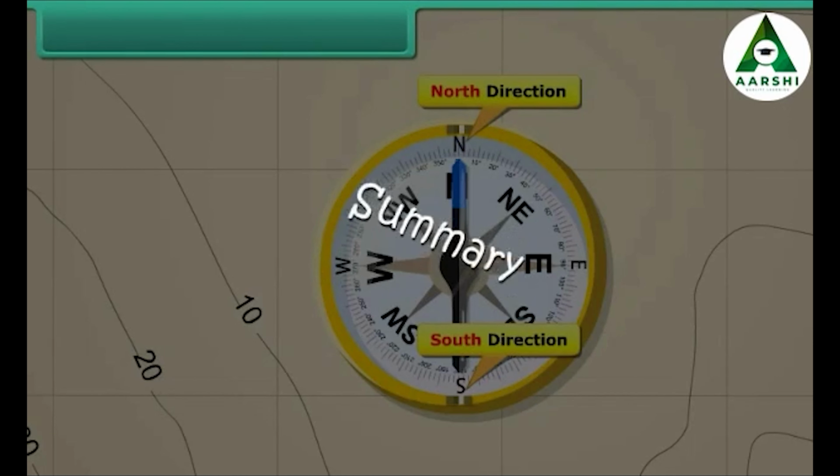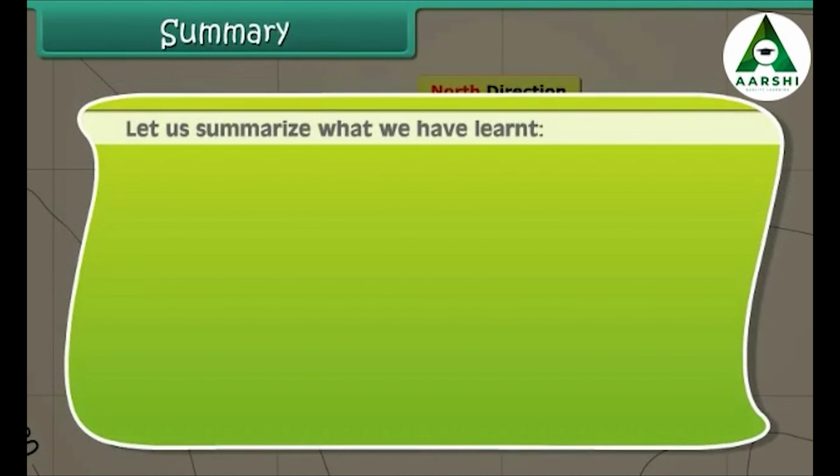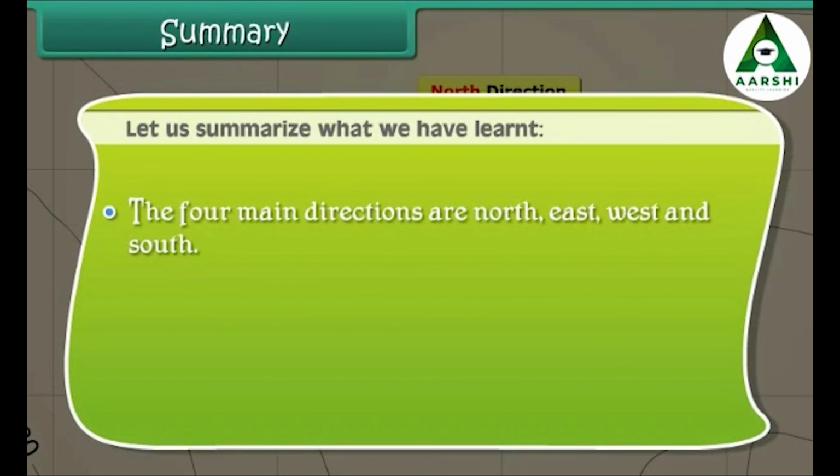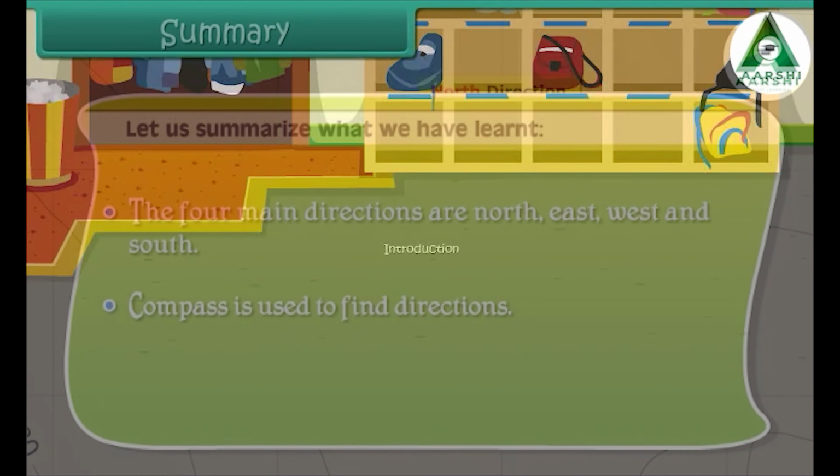Summary. Let us summarize what we have learned. The four main directions are north, east, west, and south. Compass is used to find directions.